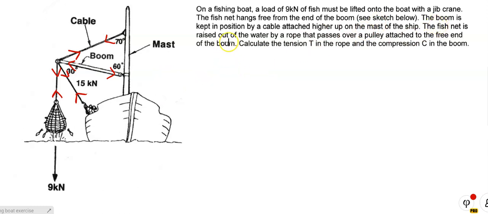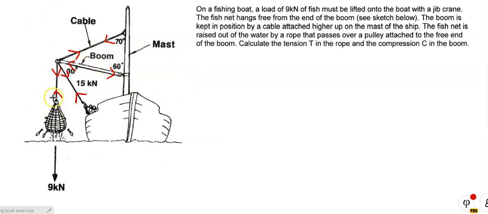The boom is kept in position by a cable attached high up on the mast of the ship. There it is over there. So it can pivot there and is held in position there. The fish net is raised out of the water by a rope that passes over a pulley. The pulley is over there, attached to the free end of the boom. Free end because it can move. Calculate the tension in the cable and the compression in the boom.